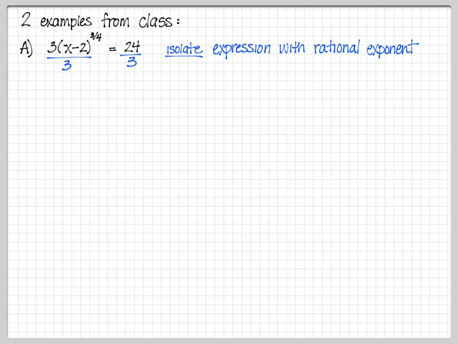These are the two examples that we were doing in class of how to solve with rational exponents. The first example had this problem here, and remember the first rule is to isolate the expression with the rational exponent. And so you can see that we have this rational exponent here. So this group x minus 2 needs to be isolated, meaning we need to get rid of the 3. You cannot distribute that 3 because this has got a power to it. You can't just distribute it in here.